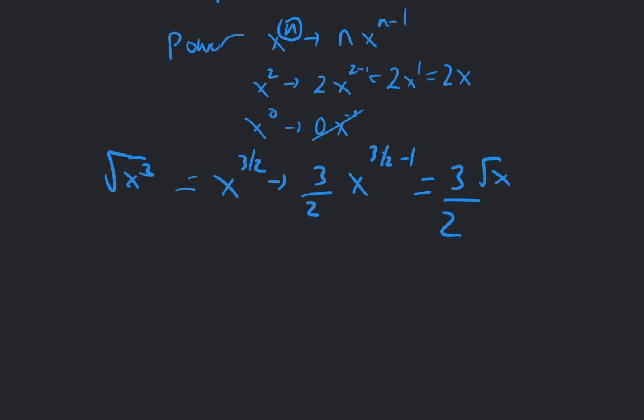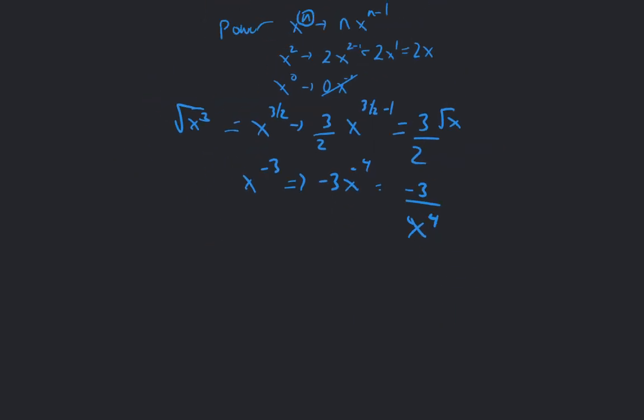We could do negative. So negative 3 times x. Negative 3 minus 1 is negative 4. And we can rewrite that as negative 3 over x to the 4th.